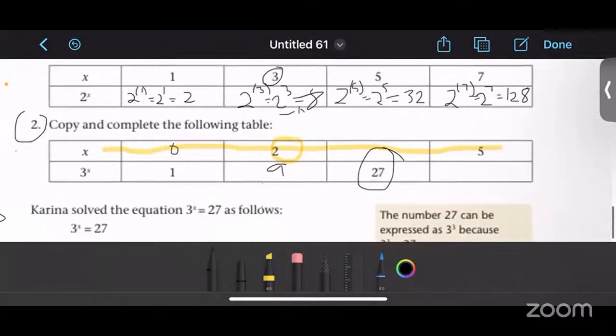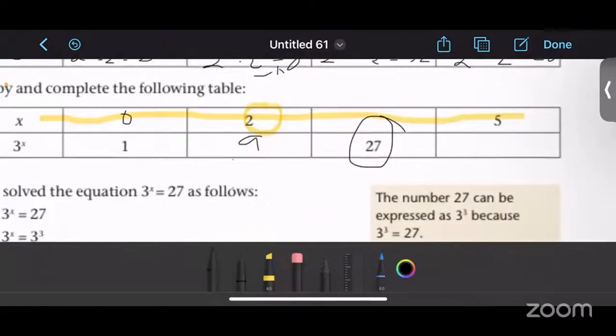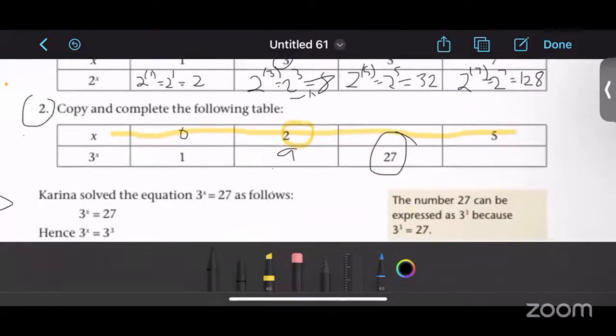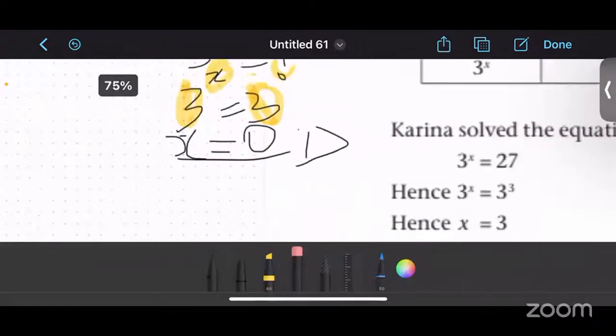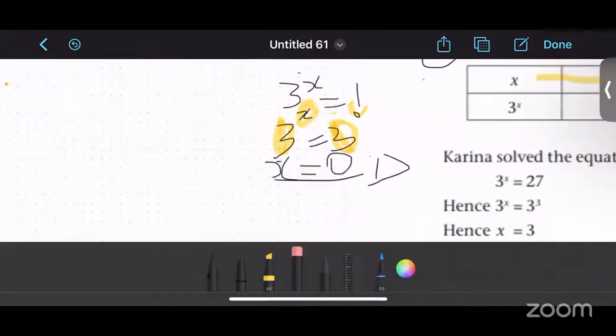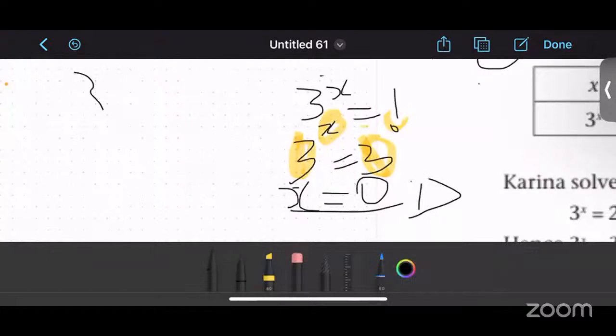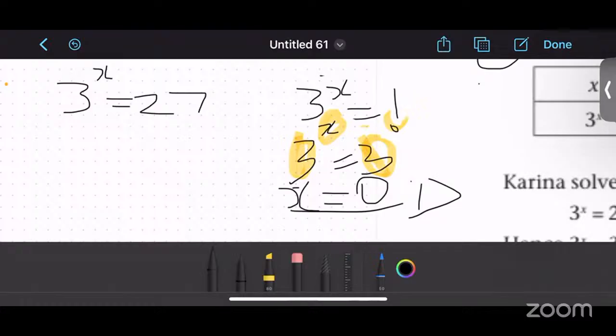Do you maybe want to try this one? We did it together just now. 3 to the power of x is equal to 27. I'm just going to wipe it and then put it next to here so that you can have a reference, okay? 3 to the power of x is equal to 27. Okay, what's going to be the next step? What did we say we have to start with?